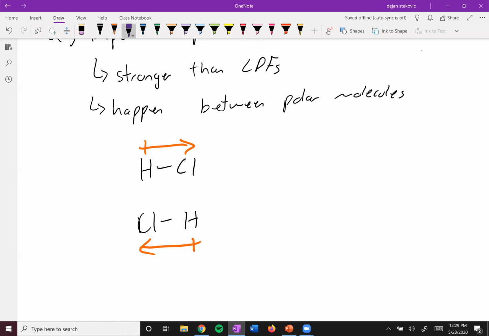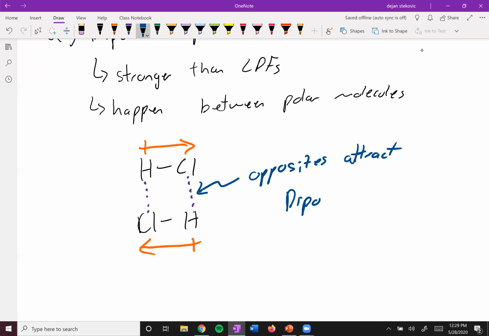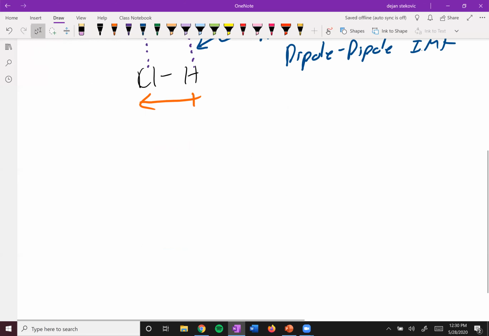And the reasoning is that you have this attraction between the partially positive and the partially negative components of the molecule, and opposites attract. And so this is what's known as a dipole-dipole intermolecular force. So here are some more pictures for you.